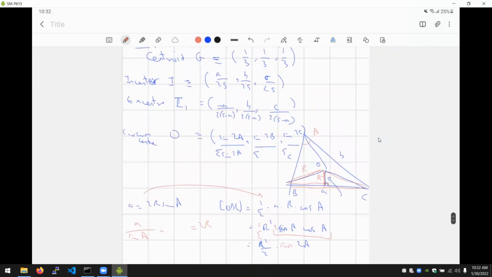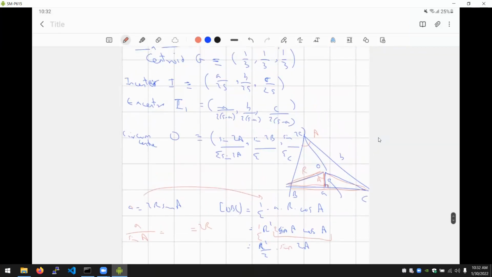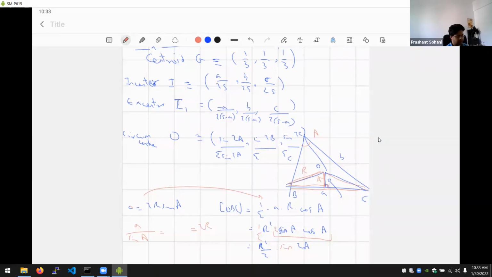Sir, by Heron's formula, it will be a root 4r square minus a square, comma b root 4r square minus b square, and c root 4r square minus c square. I think we need to check if that and this answer is the same. It should be the same because both methods are valid. But yeah, that's a good point.